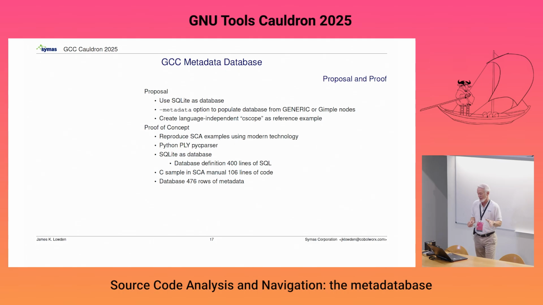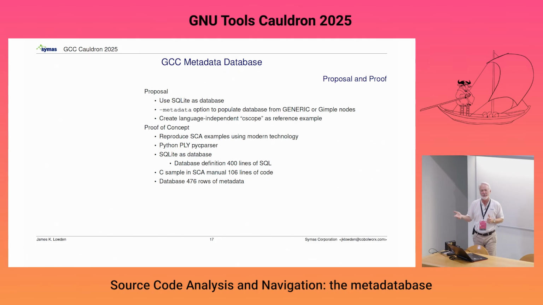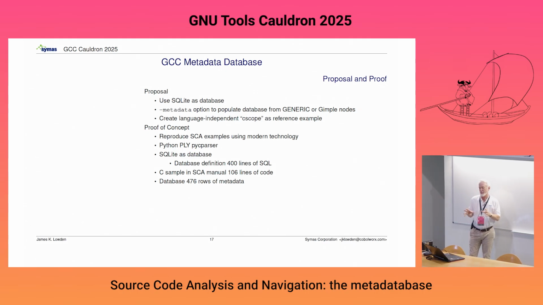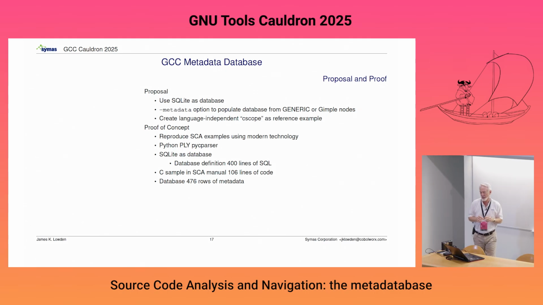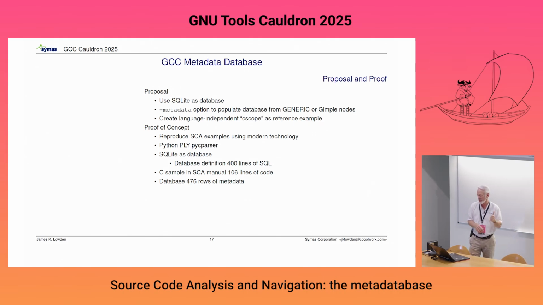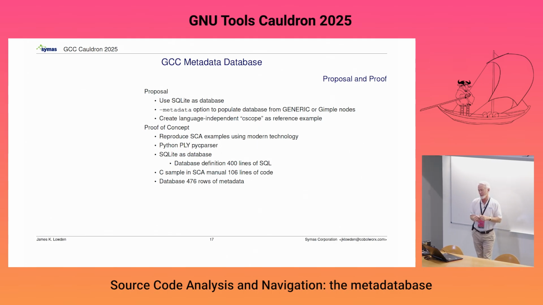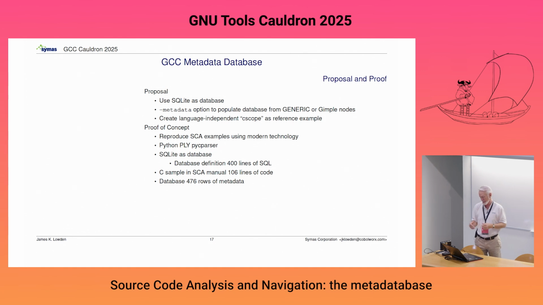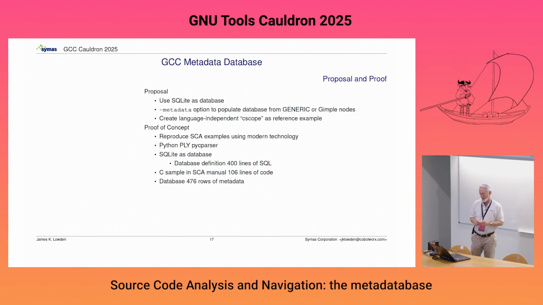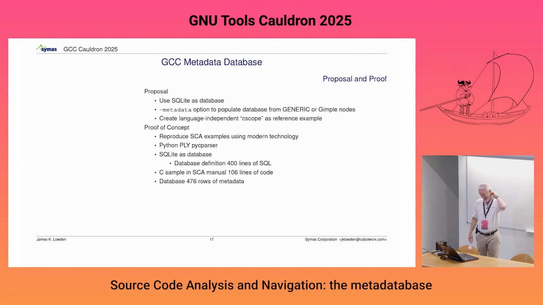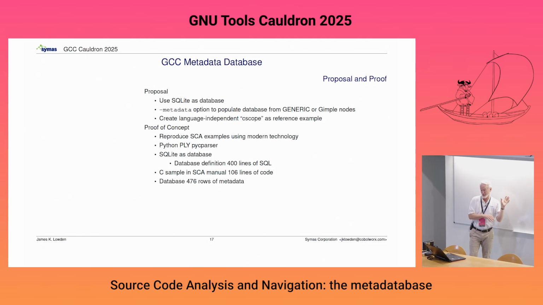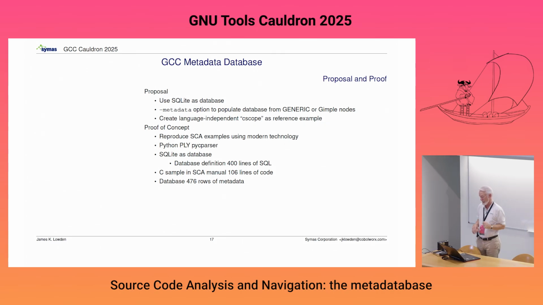What I did was I used Python, because it's easy, and there's a C parser in there that I've learned how to use. So I used the Python C parser to compile the example from the system source code analyzer database example in their manual and reproduce their queries as SQL. The database itself is 400 lines of SQL. The C code is 106 lines of C. It's not a very complicated program. I didn't try to reproduce those on your slides here. You could follow the URL that was earlier mentioned.